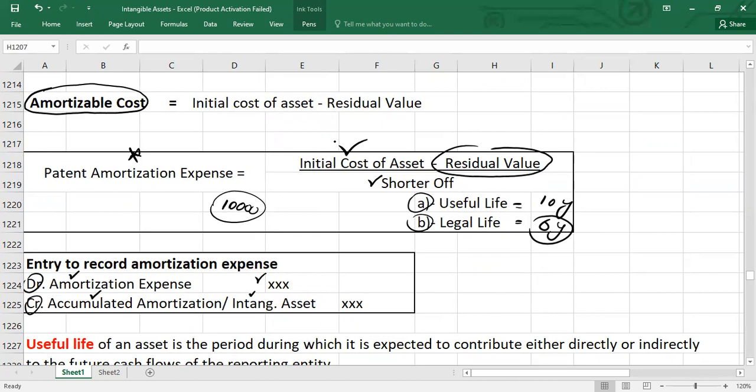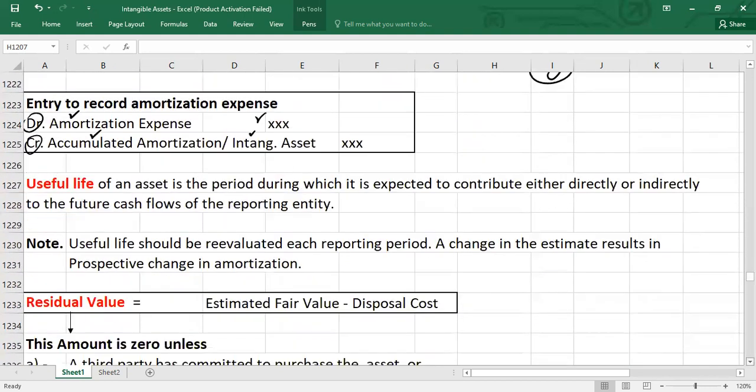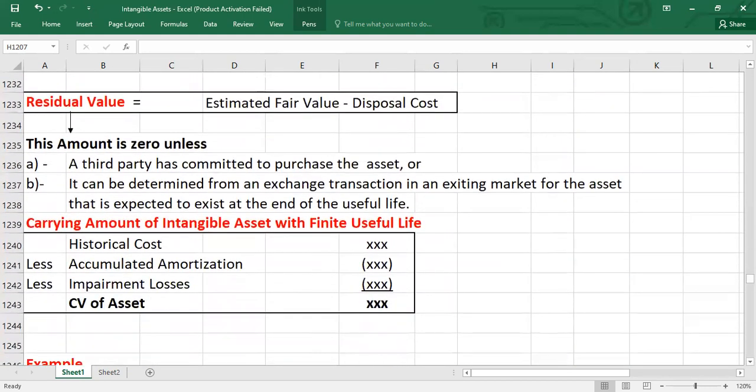But practically, this residual value we assume is always zero until... So these two conditions are there. Those two conditions I'm going to explain first. For example, as I told you, residual value, first you need to understand what residual value is: the value which you can derive after the useful life of the asset, which you can derive through the sale of the asset. So this is how it is normally calculated.